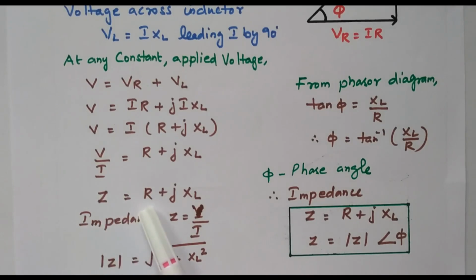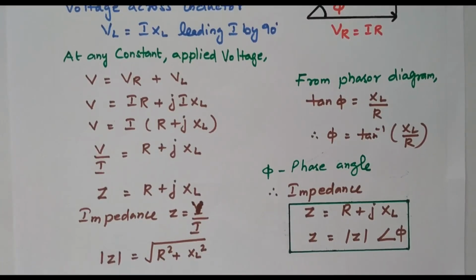So impedance equals R plus jXL. For this circuit, the impedance is R plus jXL, right? That is nothing but V by I, taken as the impedance. Then the magnitude of the impedance, modulus of Z, equals square root of R square plus XL square. So this is the magnitude of the impedance.